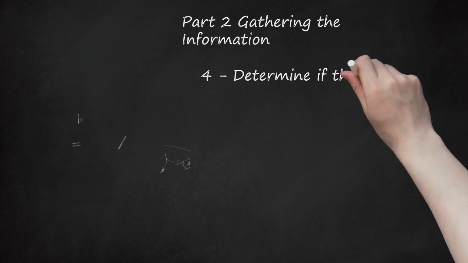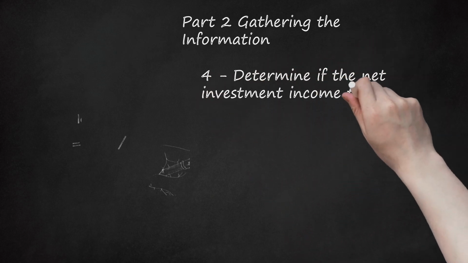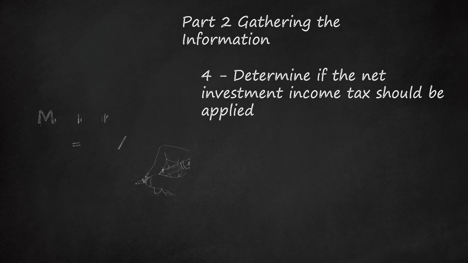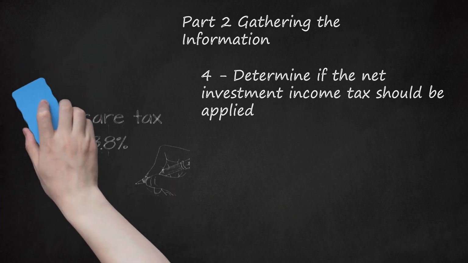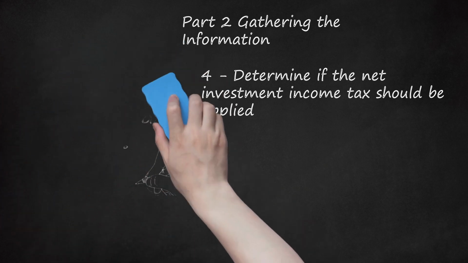4. Determine if the net investment income tax should be applied. As of 2013, investors whose modified adjusted gross income is above a certain threshold are required to pay a 3.8% Medicare tax on interest, dividends, and capital gain distributions. For 2015, the threshold was $250,000 for married filing joint status.